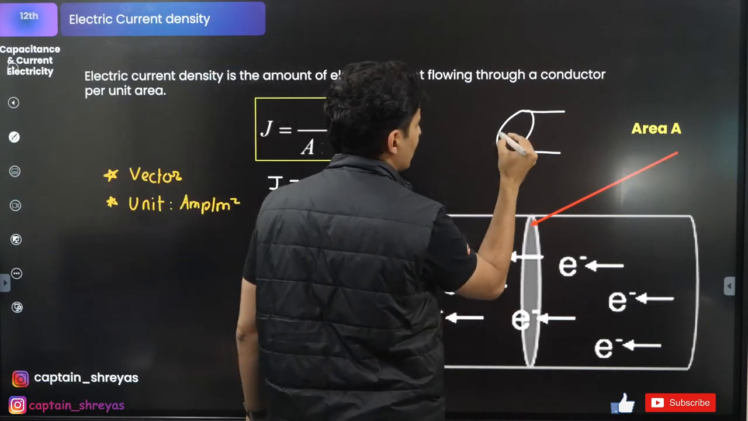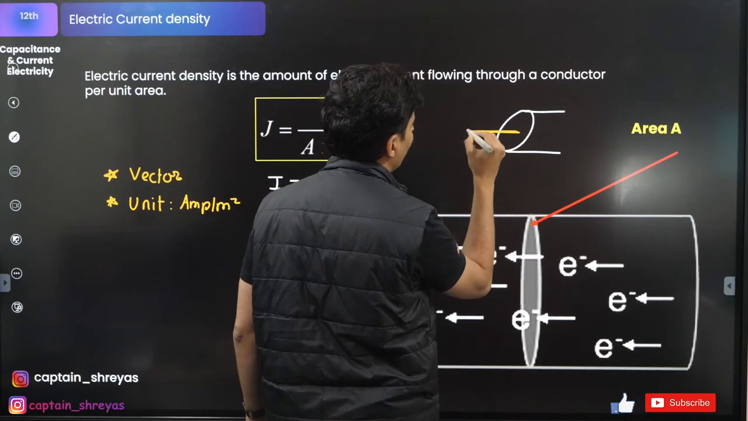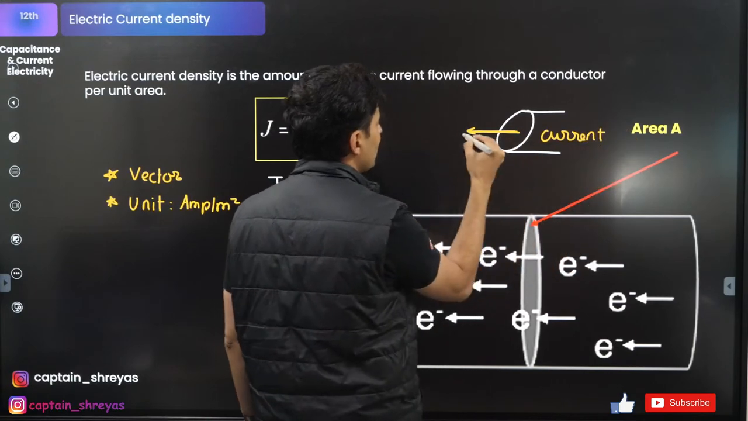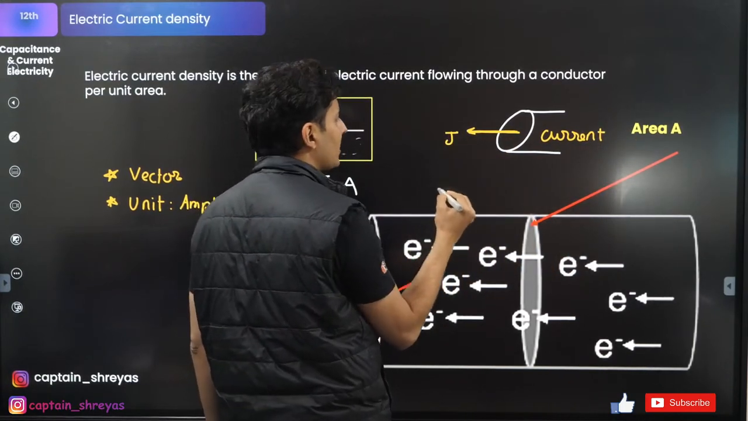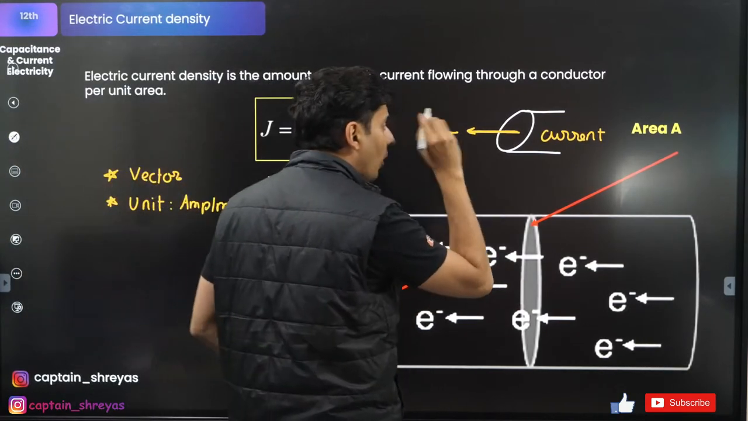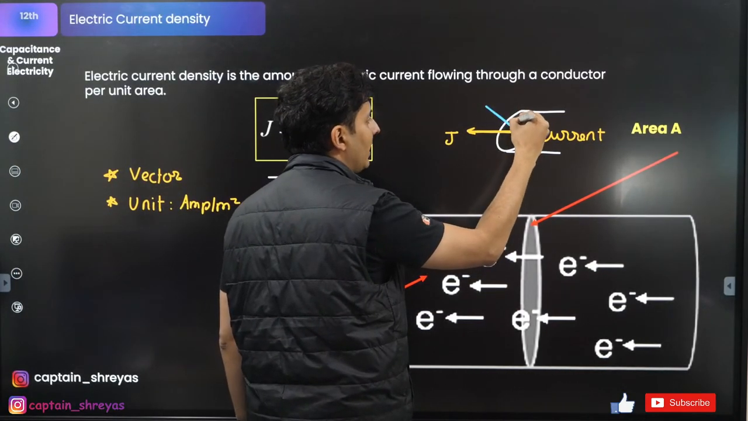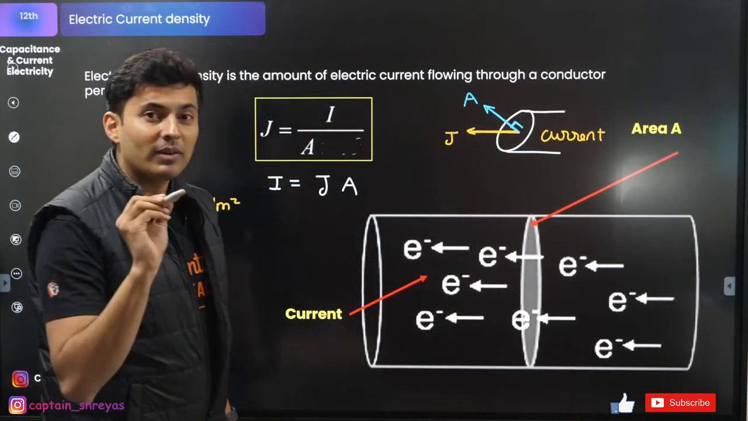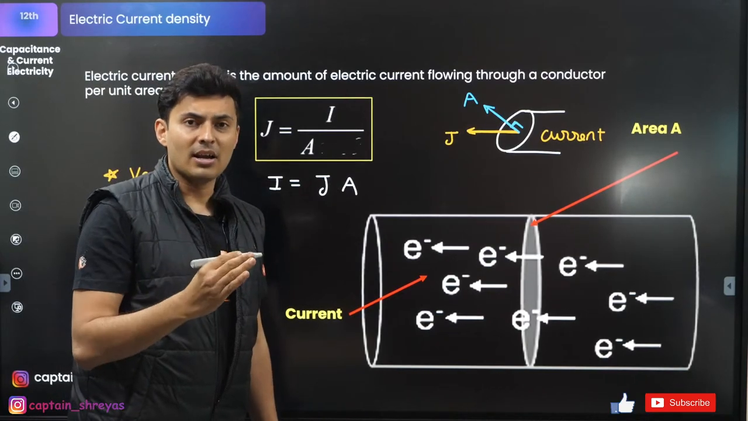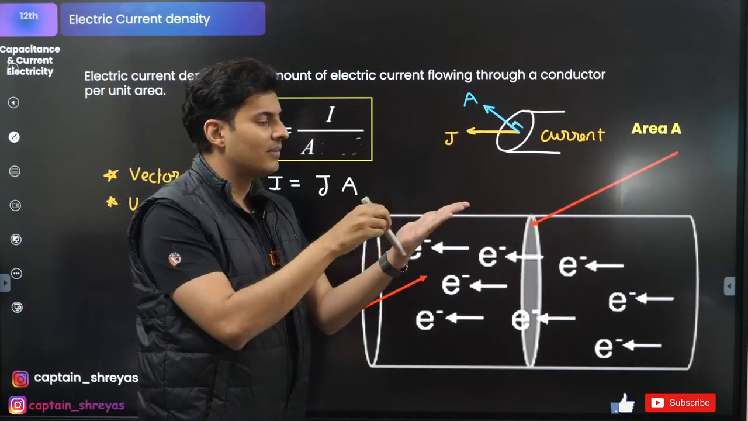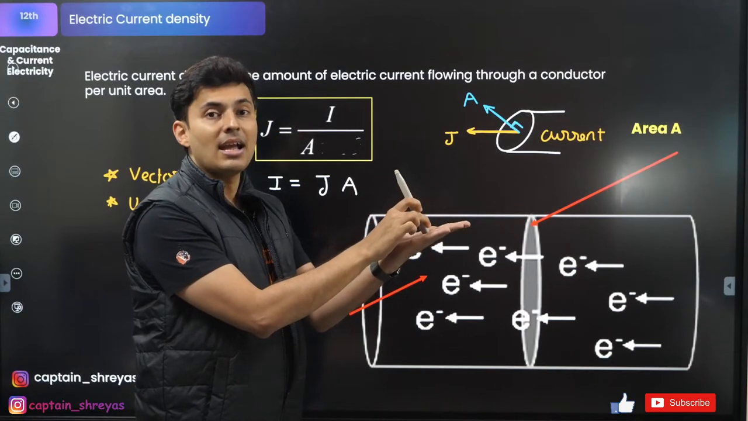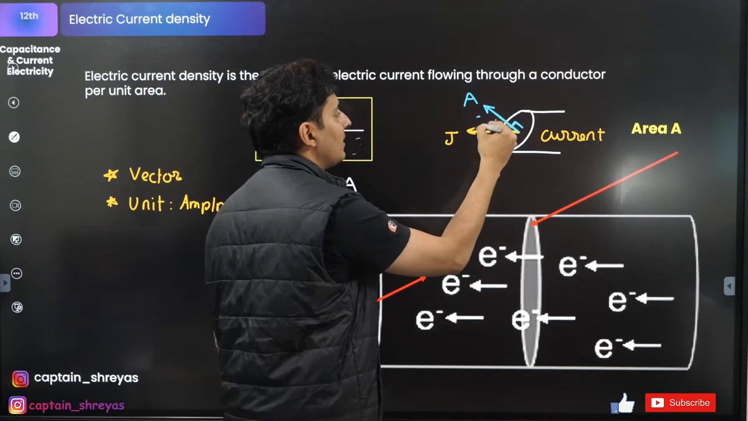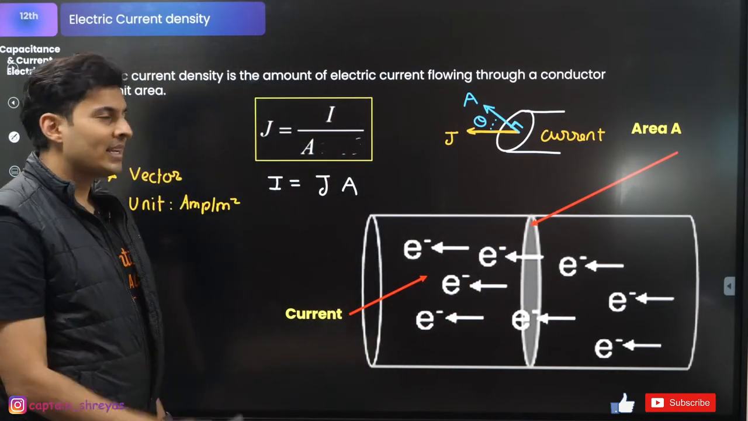The current density always flows in the direction of the current. If the current is flowing in this direction, the current density is also in the same direction. The area vector is always perpendicular to the area which you are considering. So this is your area vector, just like you have taken it in Gauss's law or in magnetic flux or any other chapter. If you have a surface, you draw a perpendicular, and that gives you the area vector. Do you see the area vector and the current density are making some angle over here?